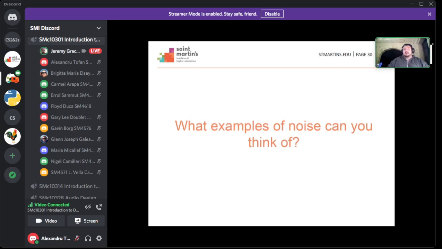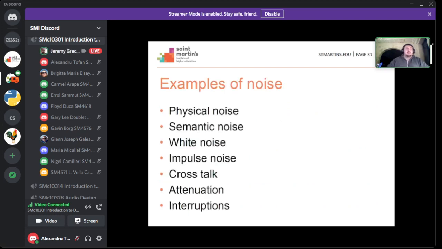So there is what is known as physical noise. When we talked about the dog barking or the phone ringing or the car passing by, that is a form of physical noise. There's also semantic noise. Does anybody have an idea of what semantic noise is?